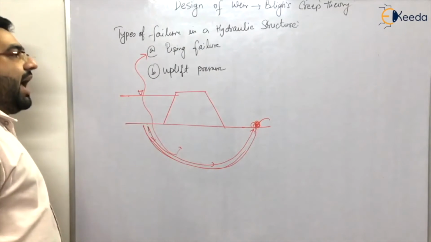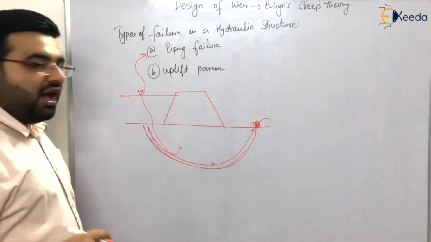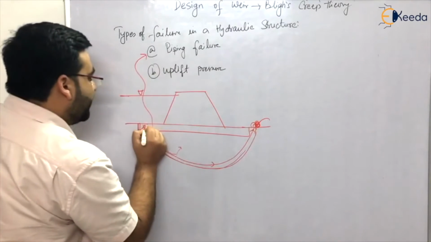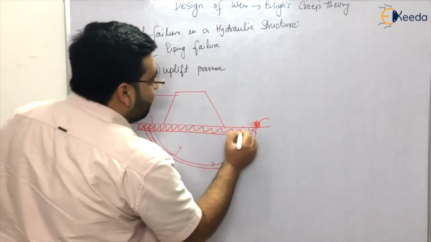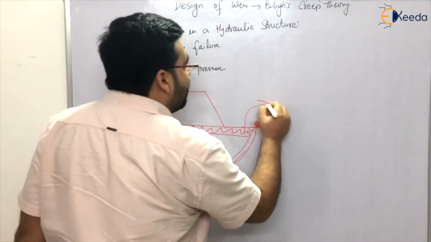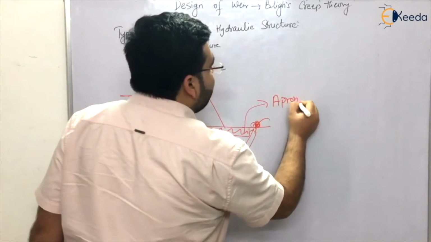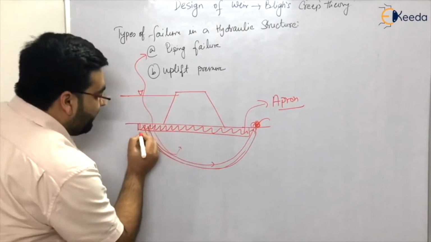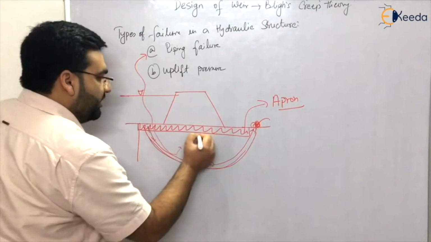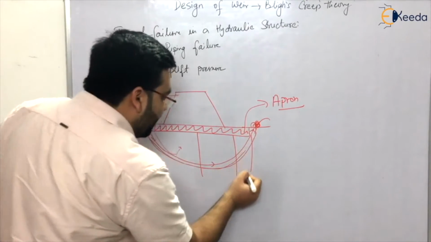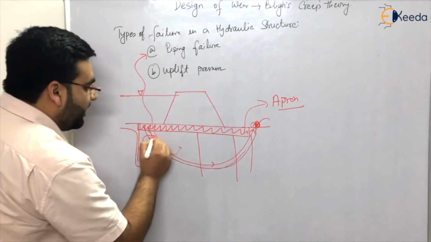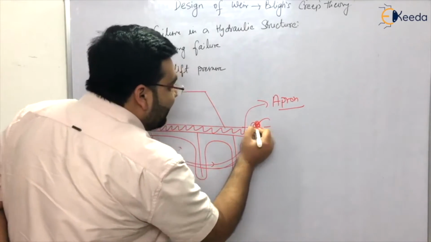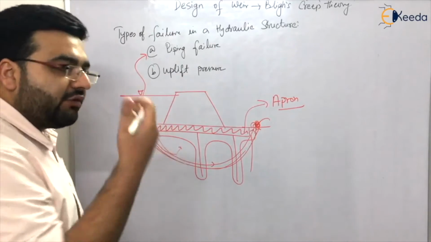We can avoid piping failure by two methods. Either we can provide an impervious layer. This impervious bed is also known as an apron. Second, on this apron we can also provide sheet piles, because the path of the water will then increase. If the path of the water increases, the exit gradient will be very small, because there will be a lot of head loss.